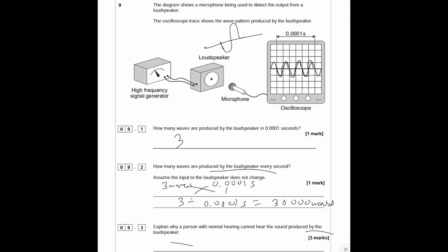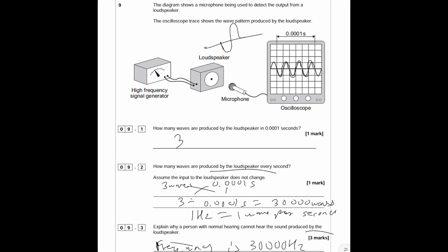Now explain why a person with normal hearing cannot hear the sound being produced by the loudspeaker. Okay, why they cannot hear? Because of the frequency. The frequency is 30,000 hertz. Now, how do I know it's 30,000 hertz? You need to remember that 1 hertz is equal to 1 wave per second. So I just converted 30,000 waves to hertz by multiplying it by 1 hertz. So it's 30,000 hertz.